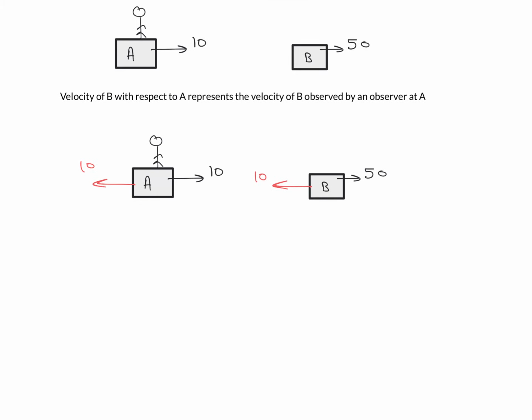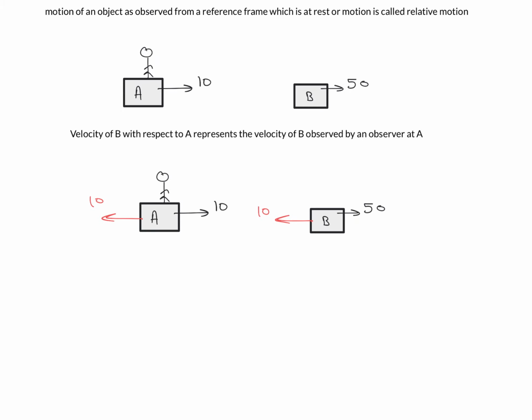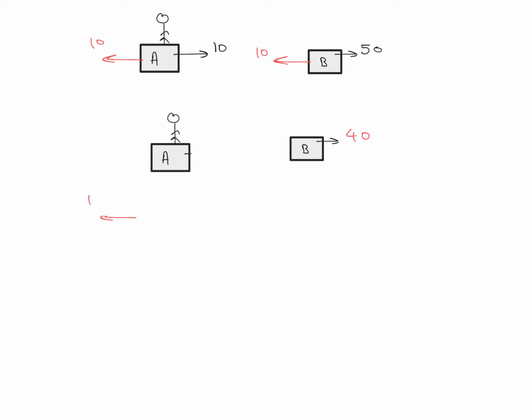So what will happen? A will come to rest, or we can say that now the velocity of A becomes equal to 0 and the velocity of B is 50 minus 10, so B is going to move with a velocity of 40 with respect to an observer at A. This is known as the velocity of B with respect to A. In general, we write velocity of B with respect to A is equal to velocity of B minus velocity of A. We subtract the velocity of A, and then we can keep the observer at rest.